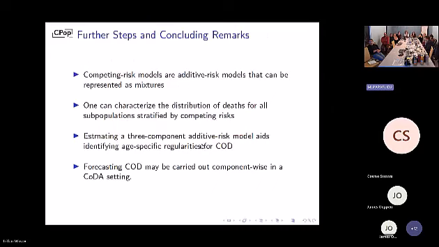So, to conclude, we saw that competing risk models are actually additive risk models. So in an additive risk setting, we can account for competing risks.